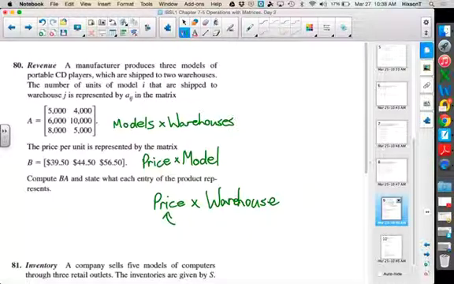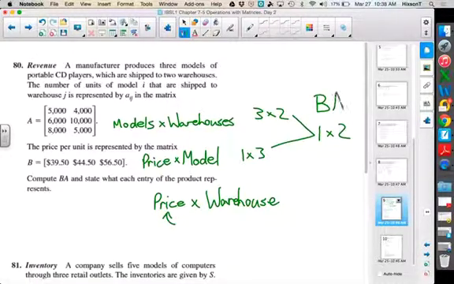This is a 1 by 3, right? And this is a 3 by 2. So when we multiply those, we're going to get a 1 by 2. Well, we're doing BA, not AB. Oh, we can't do AB, you're right. But BA, here's A, here's B. BA is going to be a 1 by 2 matrix. It's going to be a price by warehouse. And when we're talking about price, that's going to be the total value of the inventory at each warehouse.